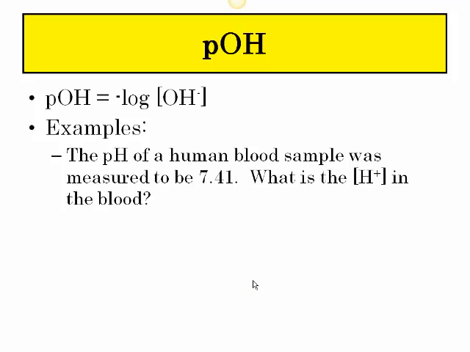Now, next example. What else are they going to do? They're going to have you go backwards. Alright? And so to go backwards, they're going to give you, like in this case, 7.41, and we know how to use this equation for the pH.